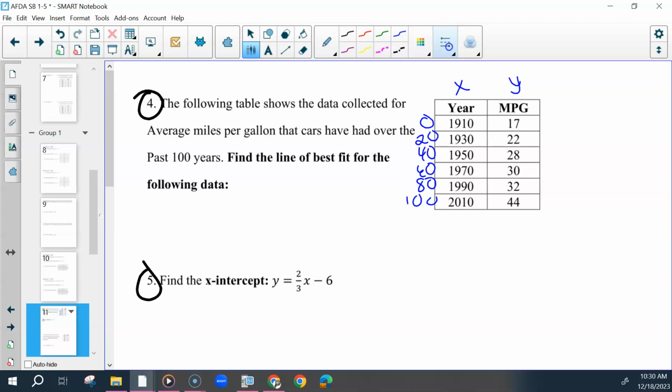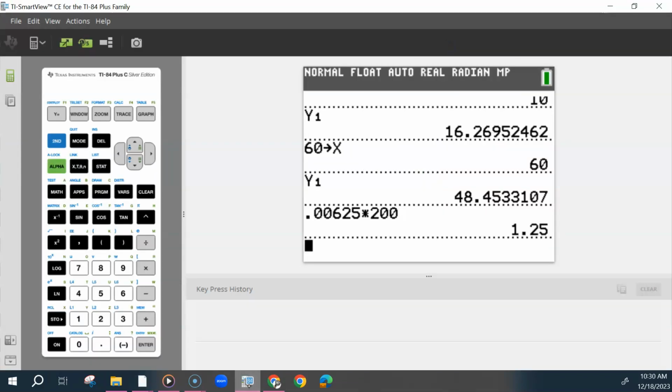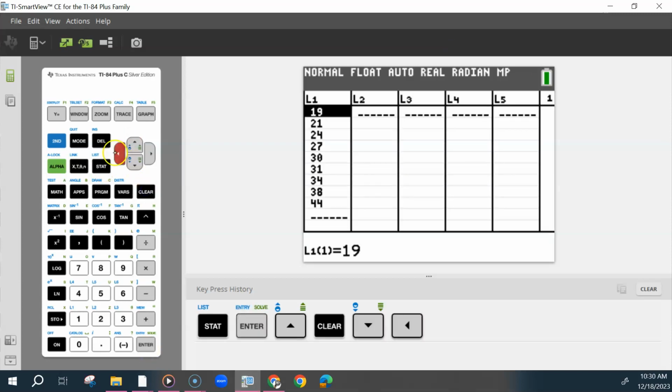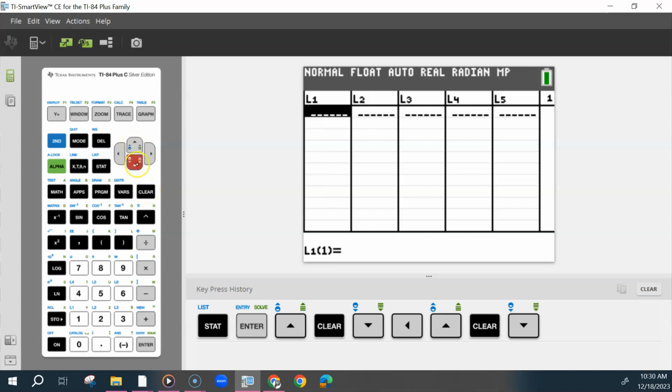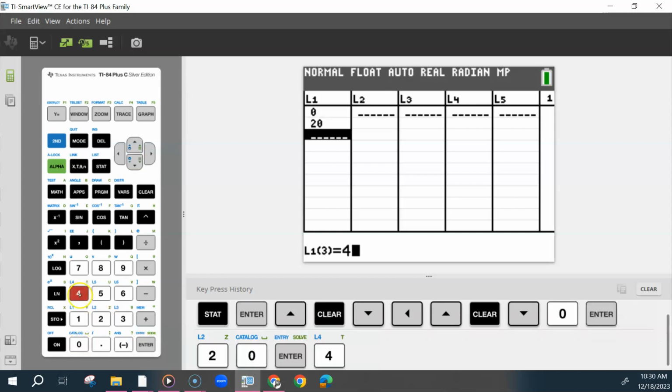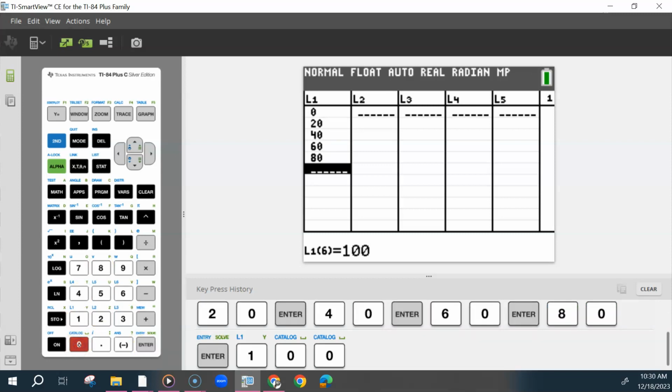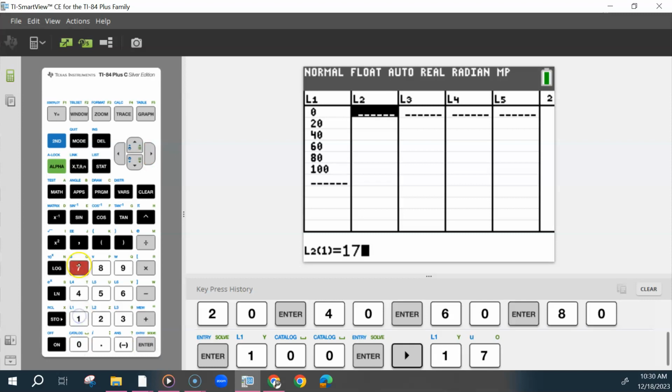And in your calculator, you would go into Stat, go into Edit. I have stuff in here, so I'm going to clear it out. If you have stuff in there, you can do exactly what I just did. Go to the top, hit clear, and then come down. And then put your 0, 20, 40, 60, all of those in L1. And then your MPG in L2.